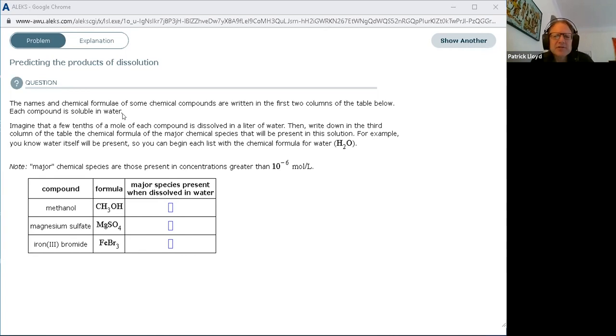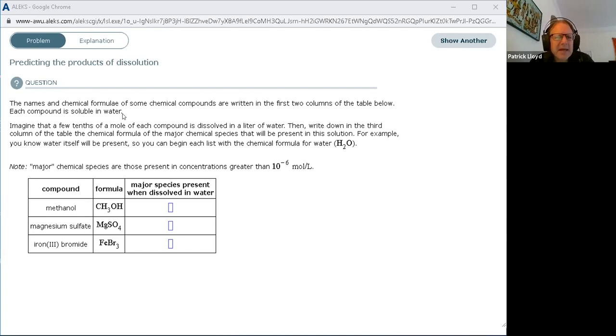Each of them is dissolved into a liter of water. You know what a liter of water is because you know what a liter bottle is. Write down in the third column of the table the chemical formula of the major species. So what is going to form when they dissolve into water present in the solution? For example, water will be there, right? Because if you have a solution of water, there's water there. So make sure you start with water. And then write down the other ones as well.